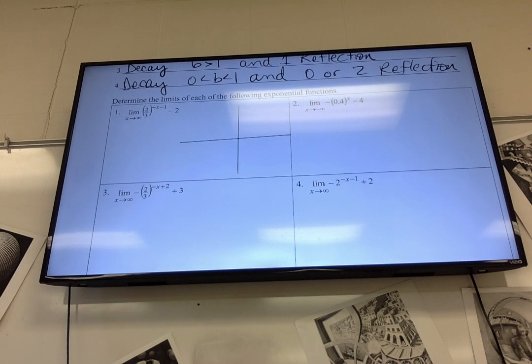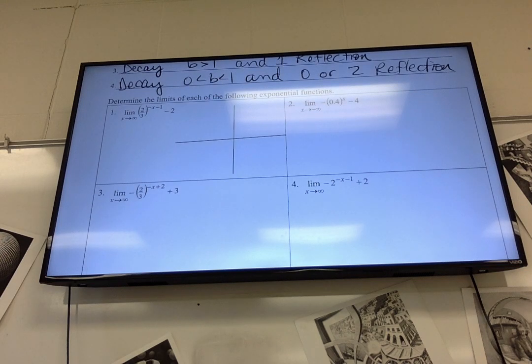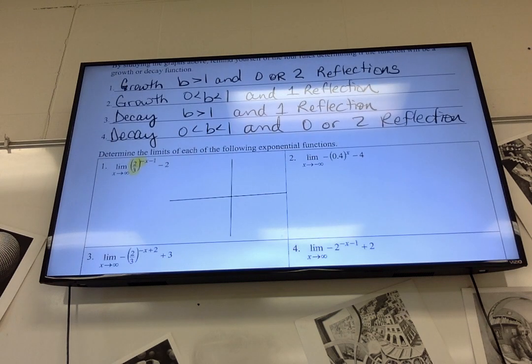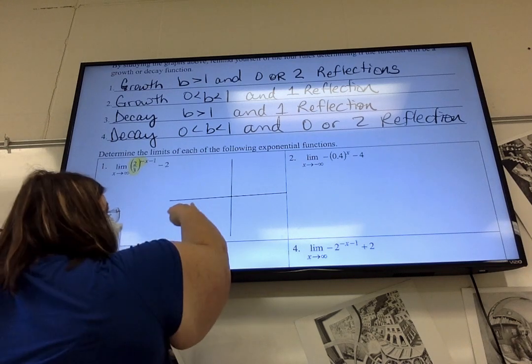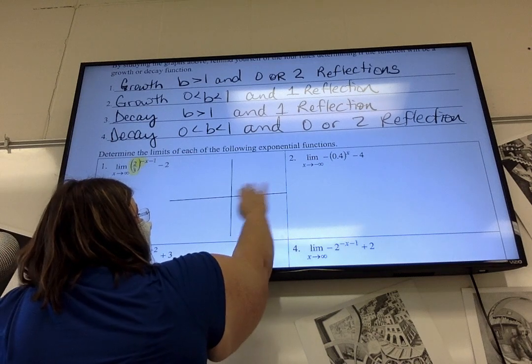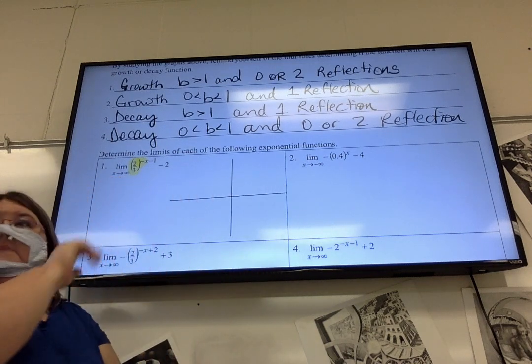So in here, I'm going to sketch a graph. I look at my b, which is that number. I know that b is between 0 and 1. And there's a negative in front of the x. So that means there is one reflection. So it is a growth, that's right. So I know it's going to be going up either this way or this way. It's still going up, it's just curved the other way. It just depends.